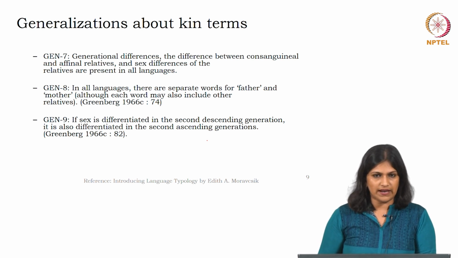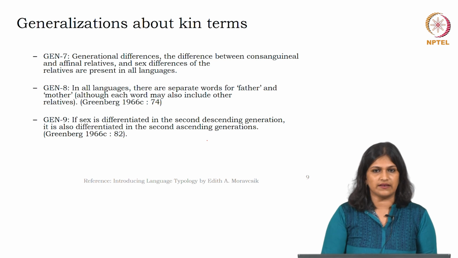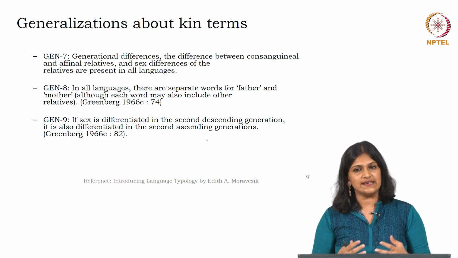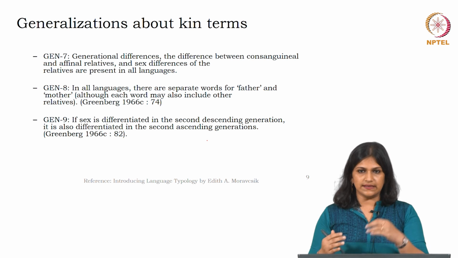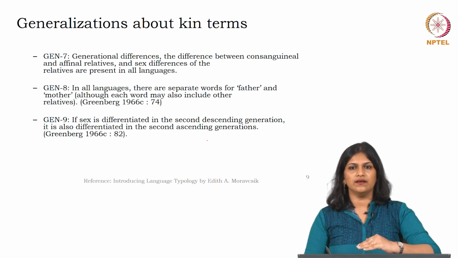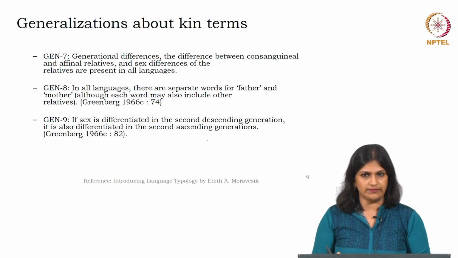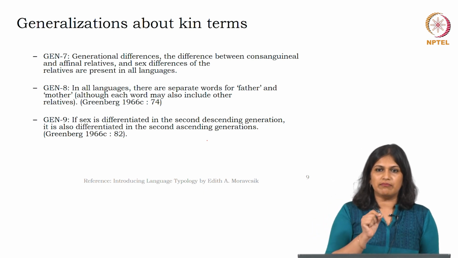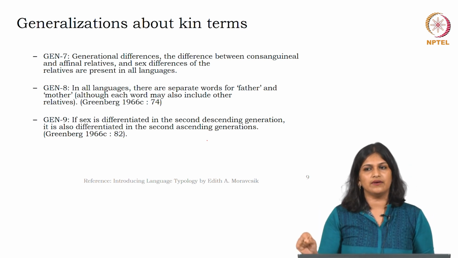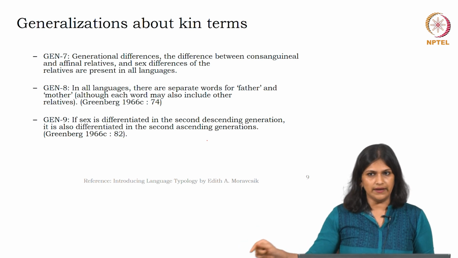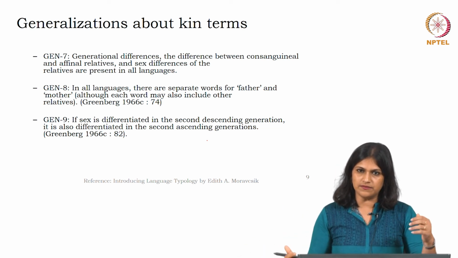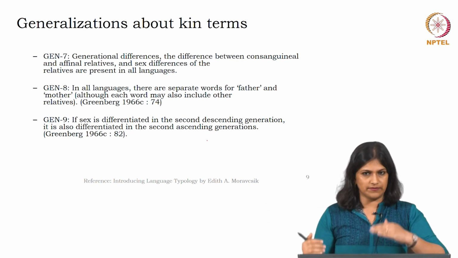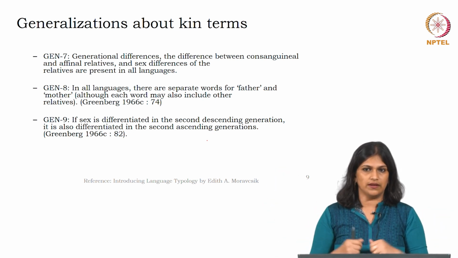And the 9th generalization says, if sex is differentiated in the second descending generation, it is also differentiated in the second ascending generation. Let us say descending generation is going to be grandfather, father and son. Ascending generation, you start from the father, then it is grandfather, then it is great grandfather. So, if you have a different word for the male great grandfather, then you would surely have a different word for the female great grandmother, right. So, the female parent of your father, then you will also have a word for the male parent of your father. So, there are different terms for the ascending as well as for the descending generation for both male and female.